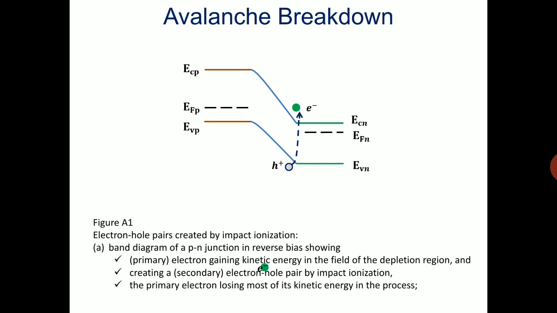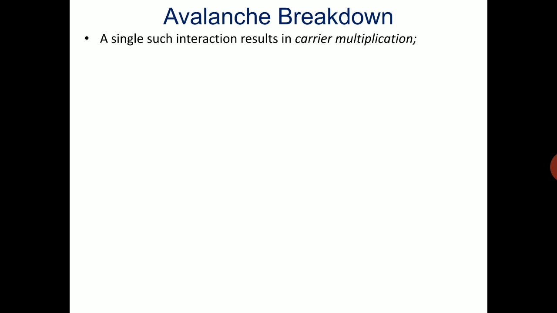You can see the electron is moving, losing its kinetic energy, and moving down from the p side conduction band to the n side conduction band. Similarly, the hole will also gain some momentum and move. This is about the electron-hole pairs created by impact ionization. You have to draw this figure in your avalanche breakdown mechanism explanation. We have not yet understood the avalanche breakdown mechanism, but this is an introduction. We'll get to know the avalanche breakdown mechanism.